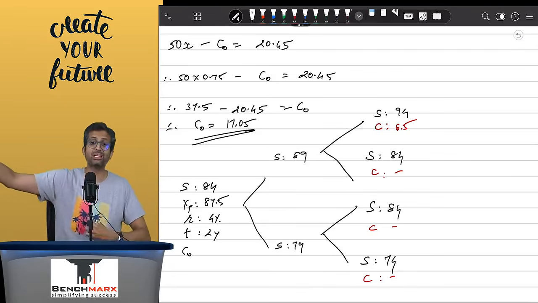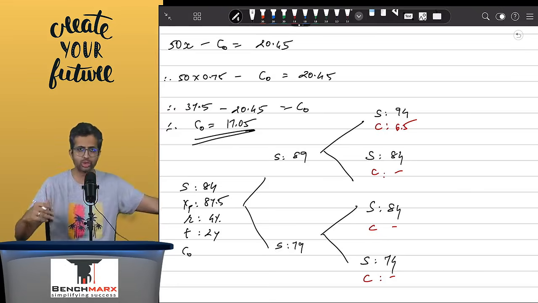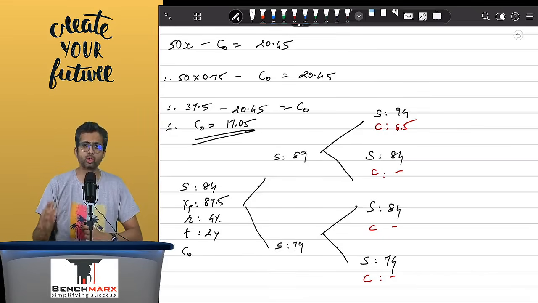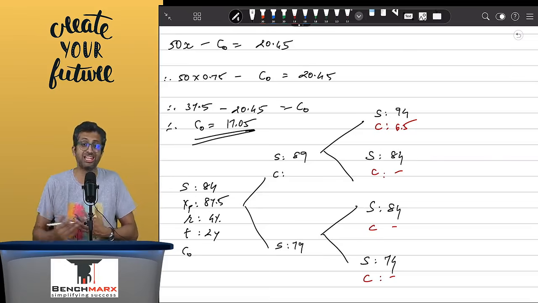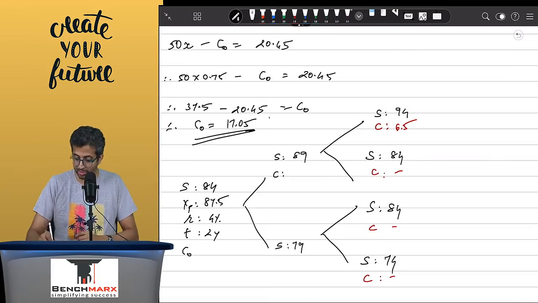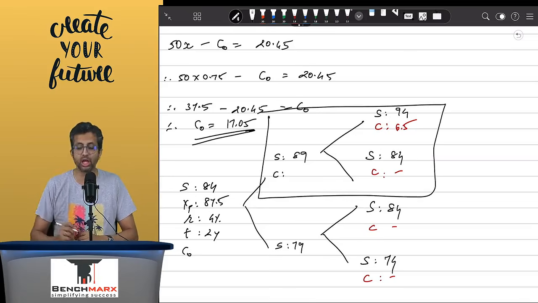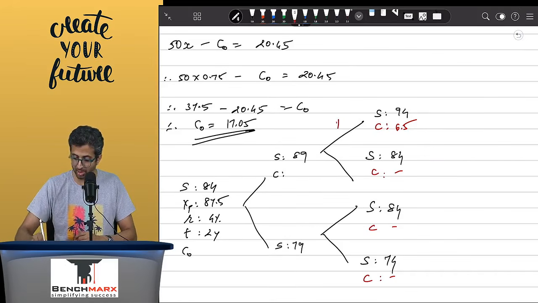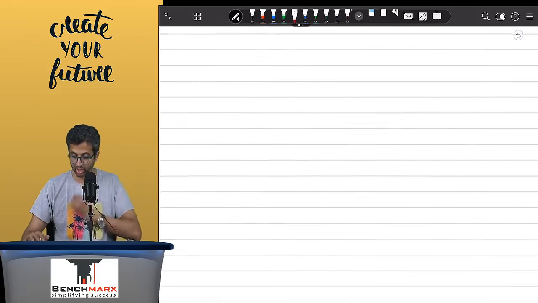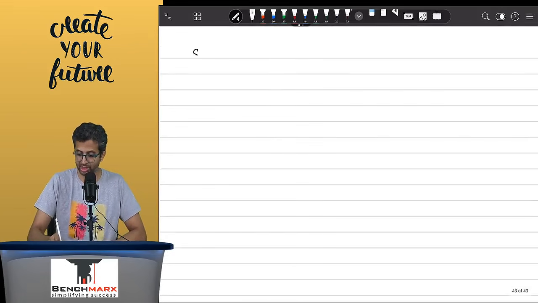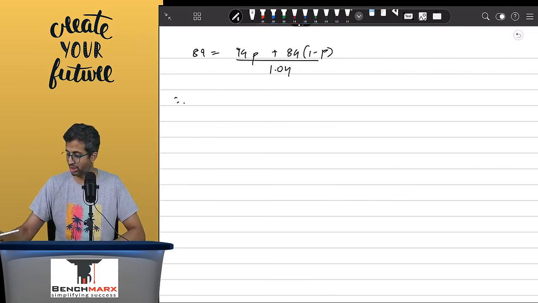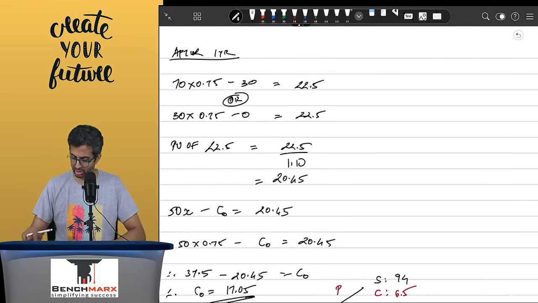But then you don't directly come from year 2 to year 0. You come from year 2 to year 1 where we say, okay, then what should be the value at the end of year 1? So let me put this as a single independent question. Over here, we can find the probabilities of an up move and a down move. So the price after 1 year is, let us say, 89, and 89 equals 94p plus, let us say, 84 into 1 minus p, the entire thing upon 1.04.